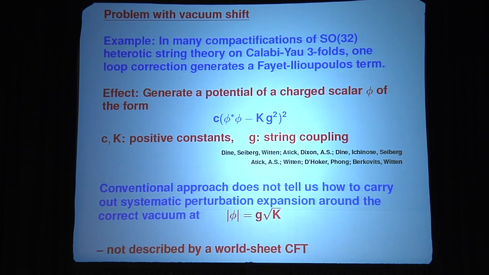Now, if you look at this potential, it is clear that the supersymmetric vacuum of the theory is at |phi| equal to G root K, but the conventional approach to string perturbation theory does not tell us how to carry out systematic perturbation expansion around this correct vacuum, and the reason for this is that this vacuum is not described by a worldsheet conformal field theory. Okay? This is a result of a cancellation between the tree level and the one loop term in the potential.